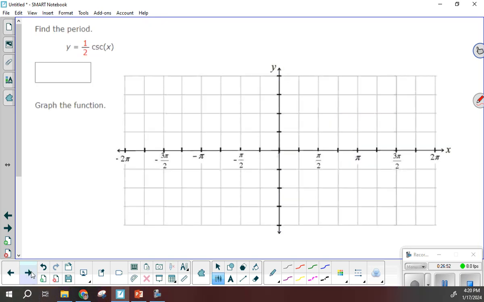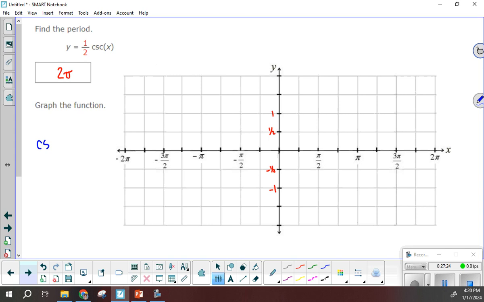All right, 1/2 cosecant x. Now the period, once again, we don't have a k, so the period is 2 pi. And our amplitude is 1/2. So I'm going to label this 1/2, 1, and this -1/2, -1. Here's what I do first. I alluded to this when we were on the PowerPoint. I'm going to first draw the sine function.